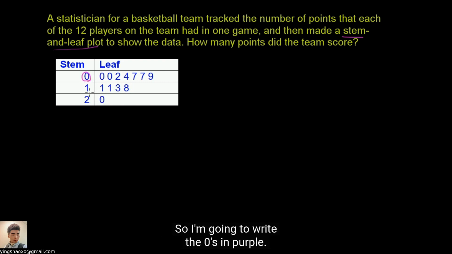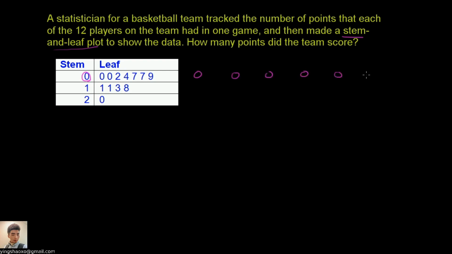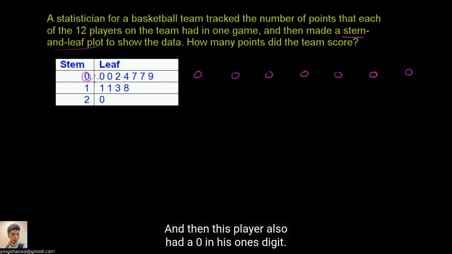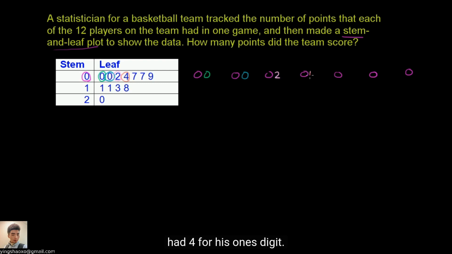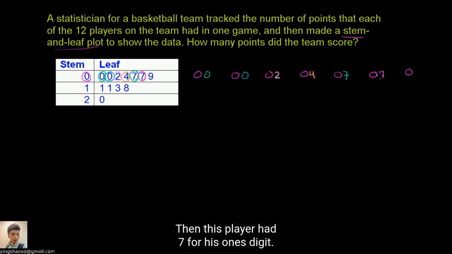So I'm going to write the zeros in purple. So there's, let's see, 1, 2, 3, 4, 5, 6, 7 players who had 0 as the first digit. I wrote 7 zeros, and then this player also had a 0 in his ones digit. This player also had a 0 in his digit. This player right here had a 2 in his ones digit, so he scored 2 points. This player, let me do orange, had 4 for his ones digit. This player had 7 for his ones digit. Then this player had 7 for his ones digit, and I'm almost using all the colors. This player had 9 for his.